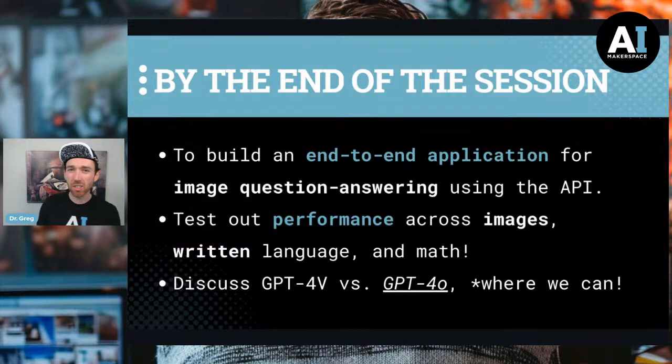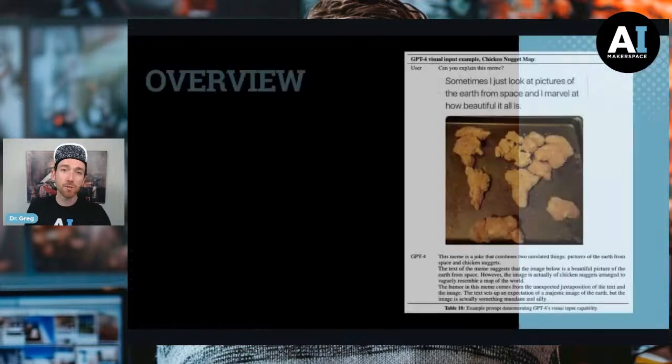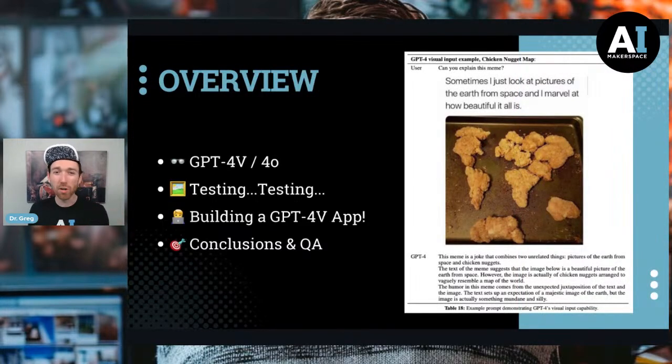We're going to discuss GPT-4V versus O, where it makes sense. So let's go ahead and get into it and start learning a little bit about where all this has come from. We're going to also then do some testing and actually do a build.